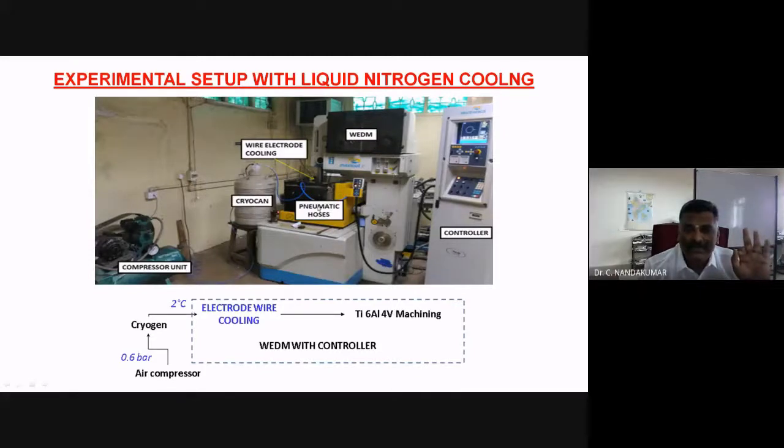Okay, this is the setup we have used. With the compressor unit, we have to pressurize it. Compressed air will go to this particular tank, and then it will be moved to this particular place with the help of the pneumatic hose. It will go to this machining operation. So the next slide I will show this.